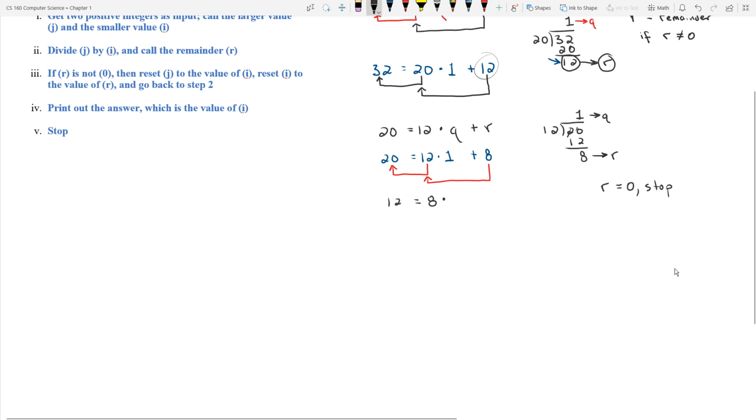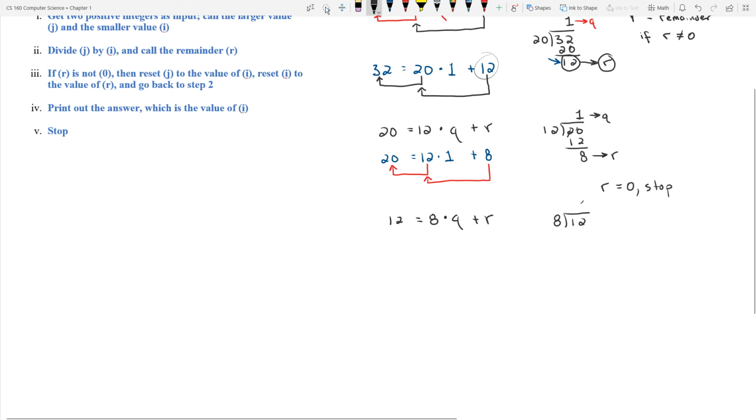We'll reset our variables Q and R. And as you can see, we have not used the variable Q in any way mathematically. So now that we have our equation set up, we can do our basic division again. And we are going to divide 12 by 8.